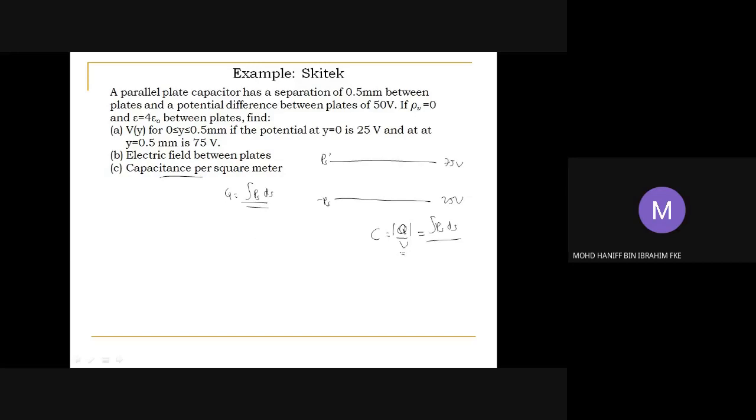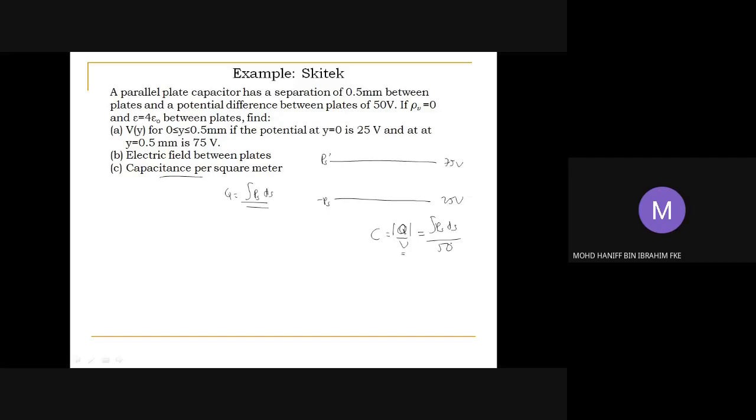V is, I think, 50 volts. So what's the V based on this diagram? 50 volts, Doctor. Thank you very much for your answer. Very good. It is the potential difference between the plates: 75 minus 25 is 50 volt.